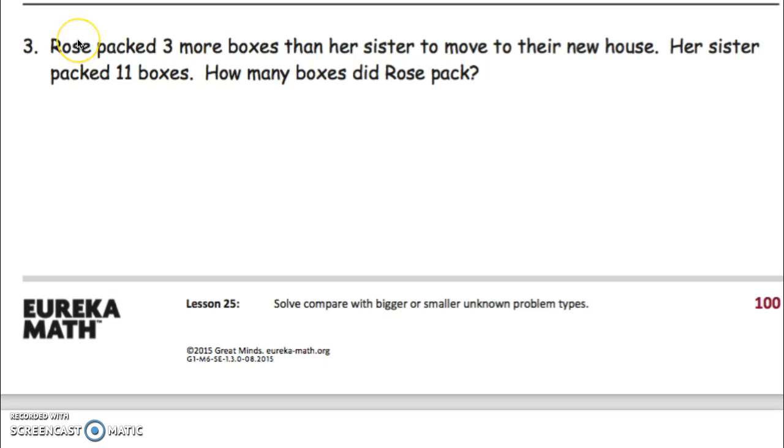Number 3, Rose packed 3 more boxes than her sister to move to their new house. Her sister packed 11 boxes. How many boxes did Rose pack? RDW with a number sentence and a statement with the who, which in this sentence is Rose. How many boxes did Rose pack?